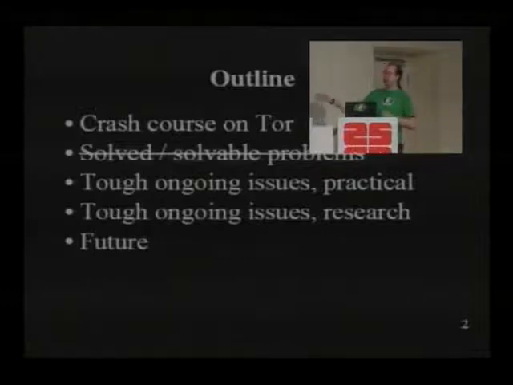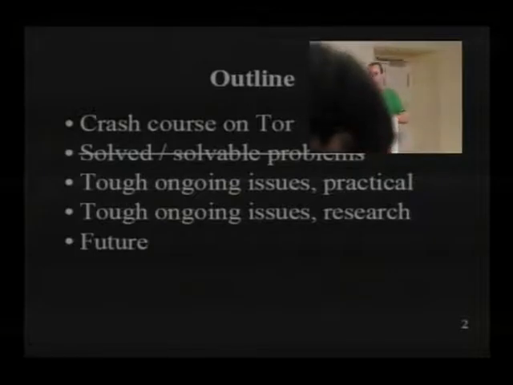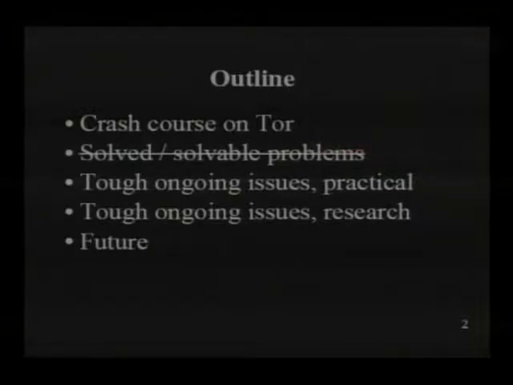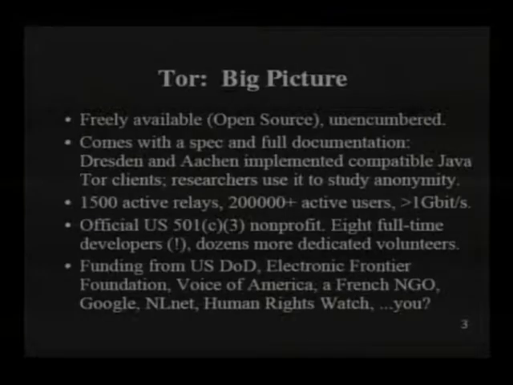So we're going to spend most of our time on hard problems that are practical issues like application level vulnerabilities. And then we're going to focus on the research questions. There are a lot of people over the past year or two that have been coming up with really great academic research attacks that might be able to break Tor's anonymity. And then we can focus on what we're going to see over the next few years, and hopefully there will be time for some questions.